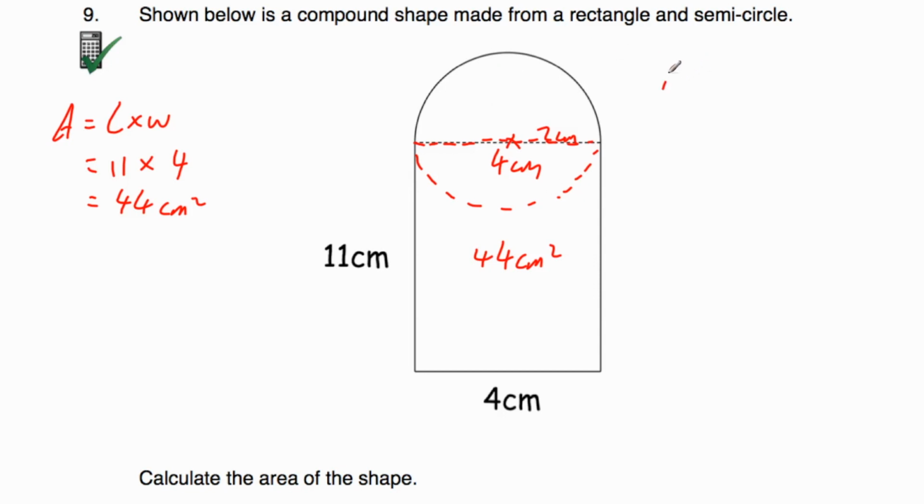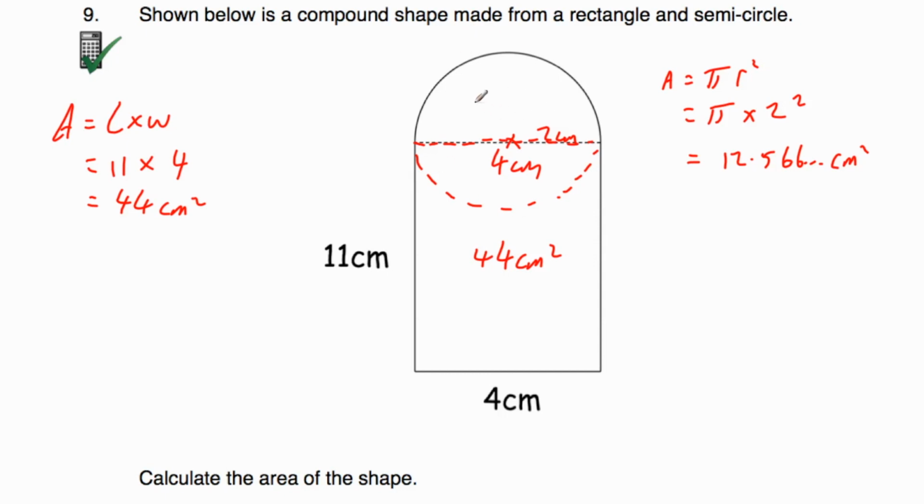The area of the whole circle is equal to pi r squared. So we're going to do pi times the radius of the whole circle, which is 2 centimeters, pi times 2 squared. Pi times 2 squared would be 4 pi, which is equal to 12.566 and so on centimeters squared. So that's the area of the whole circle.